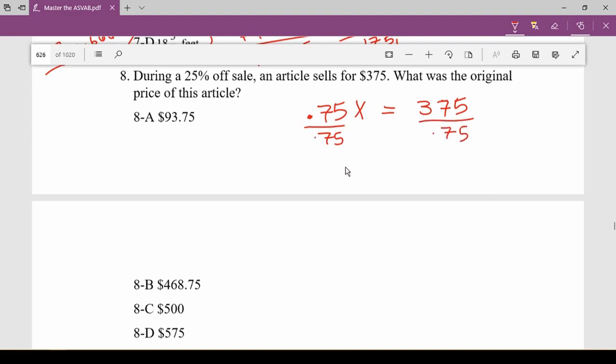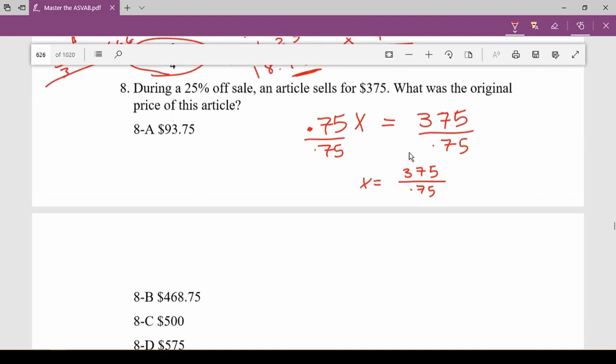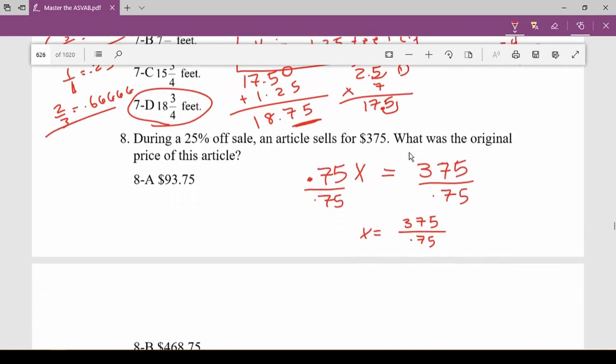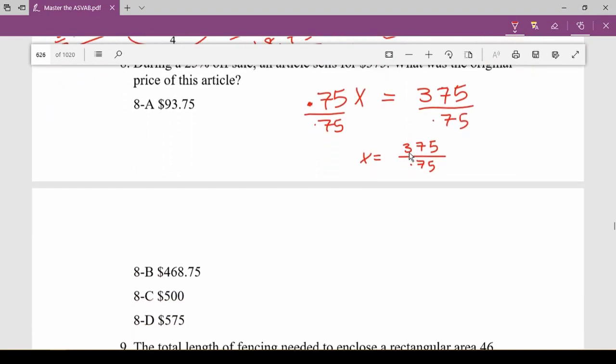So we know the original cost of the article is going to be x equals 375 divided by 0.75. This can be somewhat of a challenging problem, but again, using the fact that I just mentioned here, let's turn 0.75 into a fraction. So I'm going to rewrite this as 375 divided by 3/4.